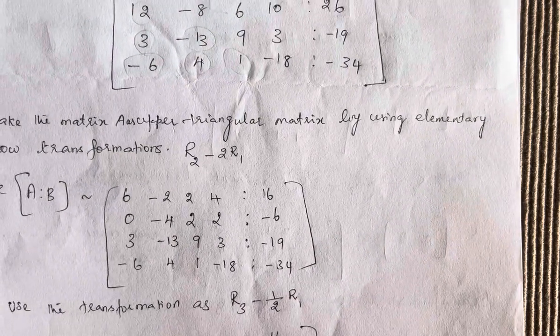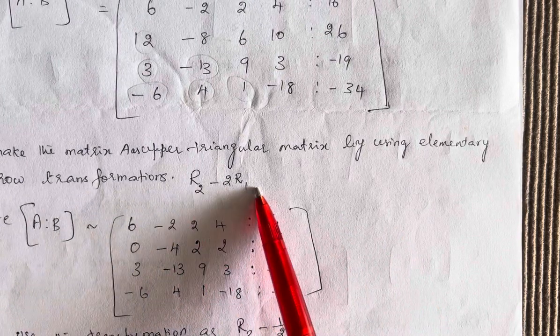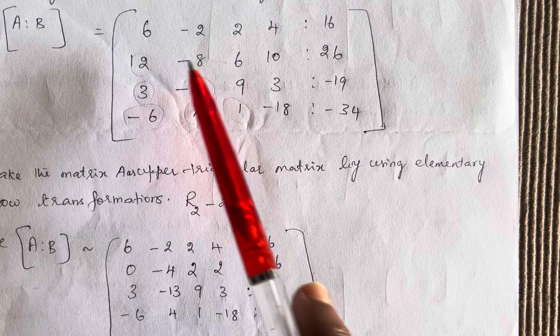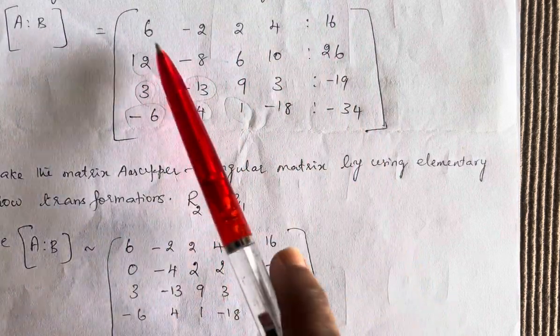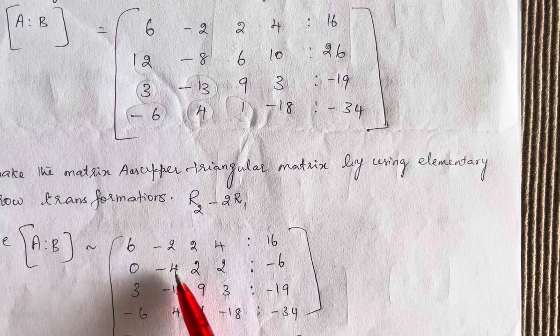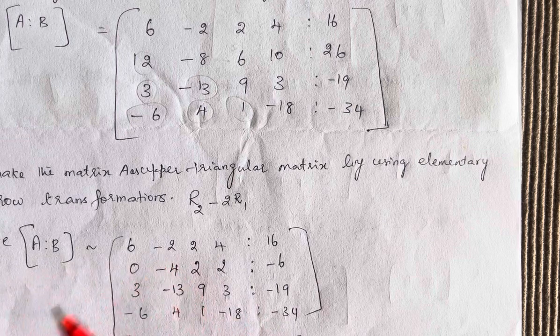Here my first transformation is R2 minus 2R1. By using this transformation, I can make this 12 become 0. I have to multiply row 1 by 2 and then subtract from R2. When you do this, you will get the second row as 0, minus 4, 2, 2 and minus 6. So the 12 is becoming 0.